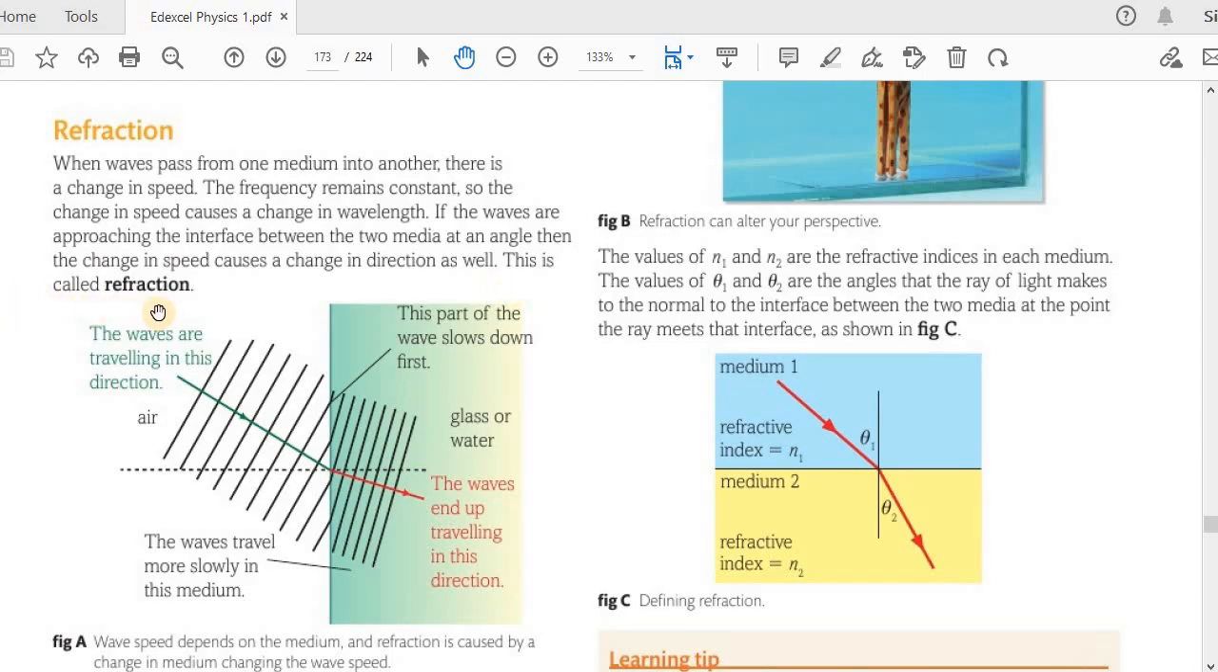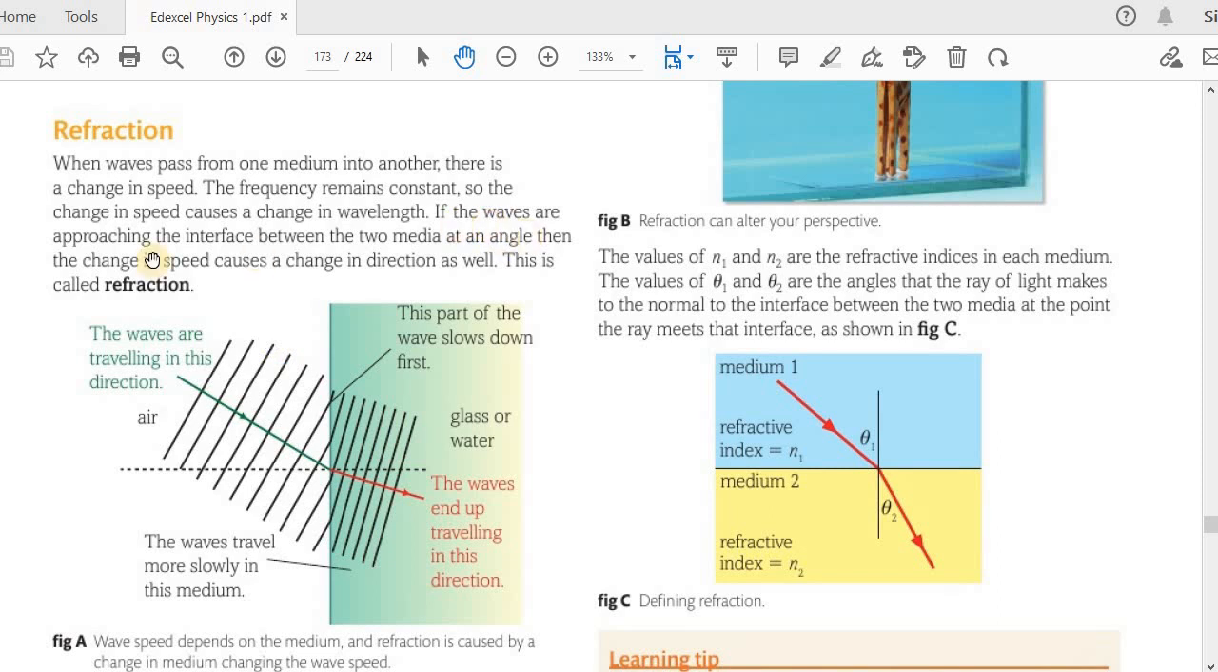This is called refraction. Now this green line is called the ray. Remember, the ray is perpendicular to the wave front. You have to know this. The distance between adjacent wave fronts is the wavelength. The wave fronts and the ray are perpendicular to each other. So this is a ray because it's perpendicular to the wave fronts. The green arrow is the ray. The black lines are the wave fronts. They are perpendicular to each other. Similarly, over here, this is the ray and these are the wave fronts.